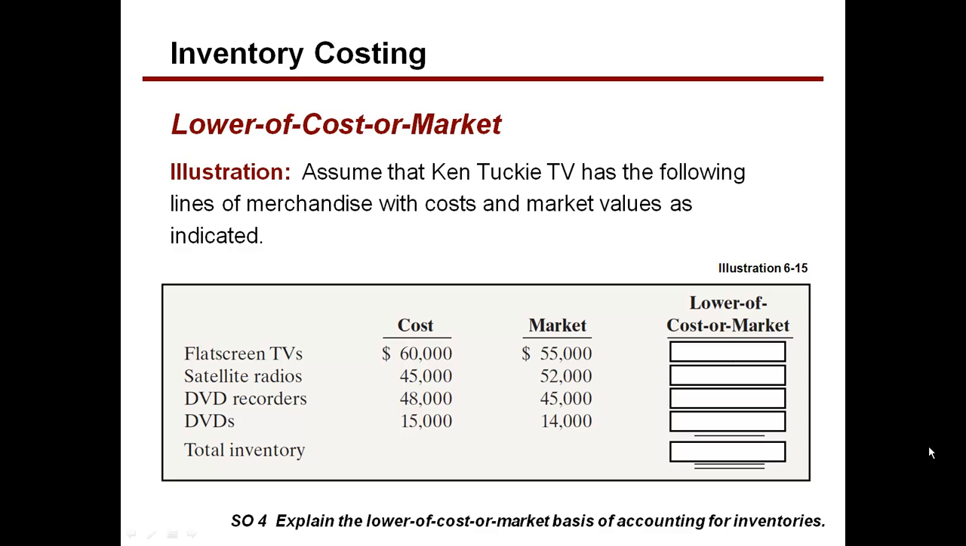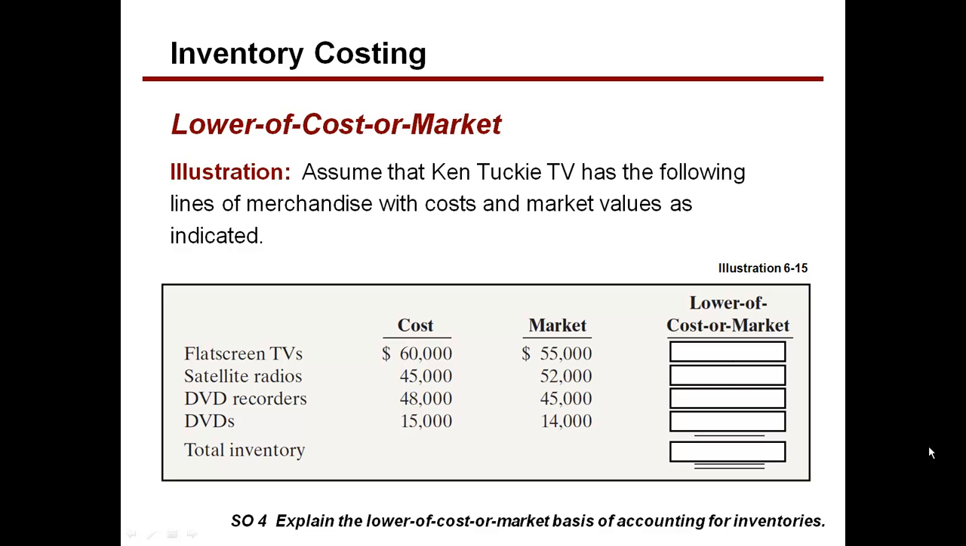This is simply an illustration of that principle. We see that for this Kentucky TV company, it purchased flat screen TVs and radios at the cost column indicated there. And at the end of a period of time, the replacement cost for those same inventory items are shown in the market column here. So flat screen TVs, a total value of $60,000 original cost, only has a current market value of $55,000.